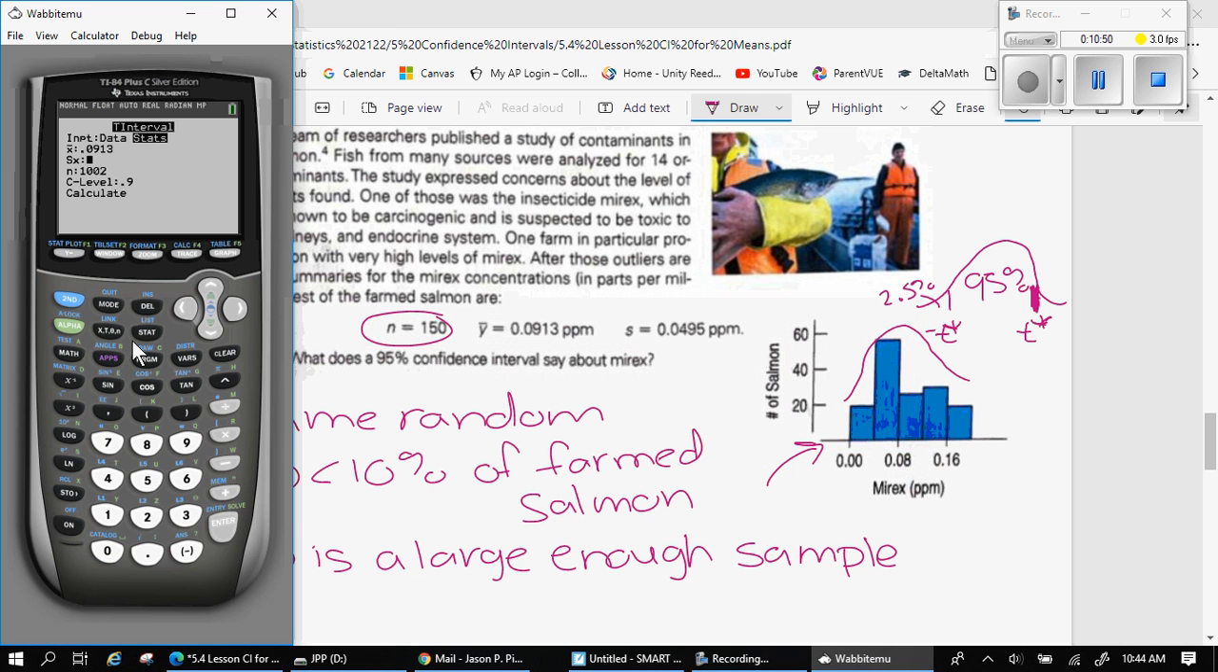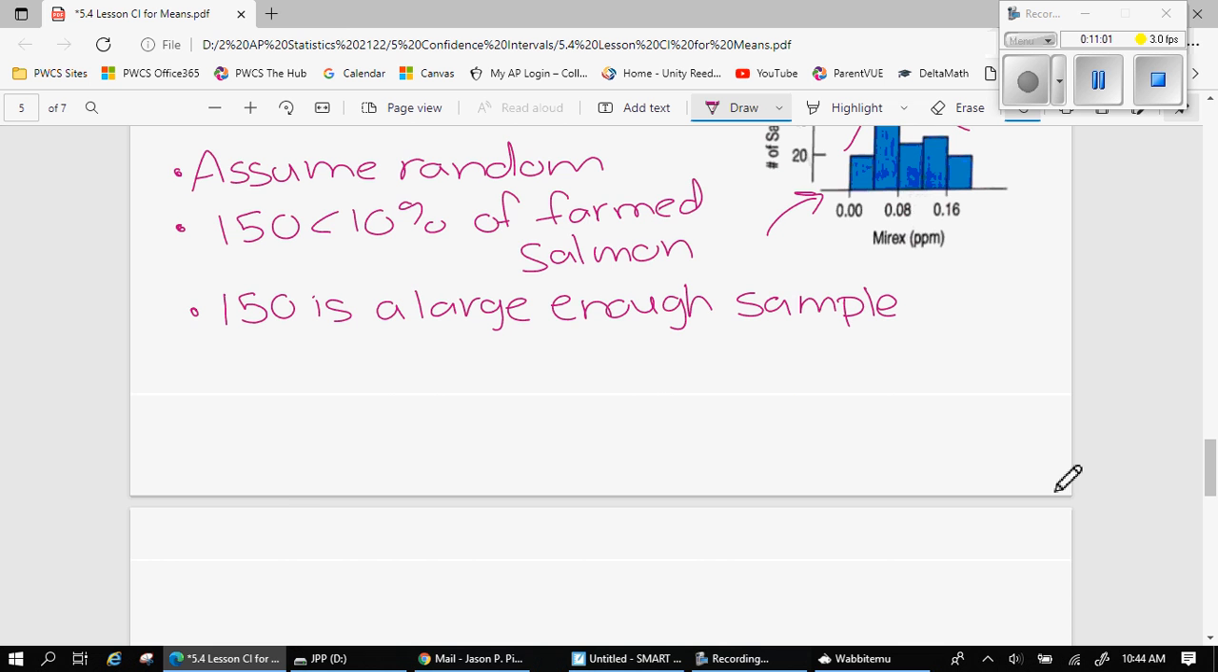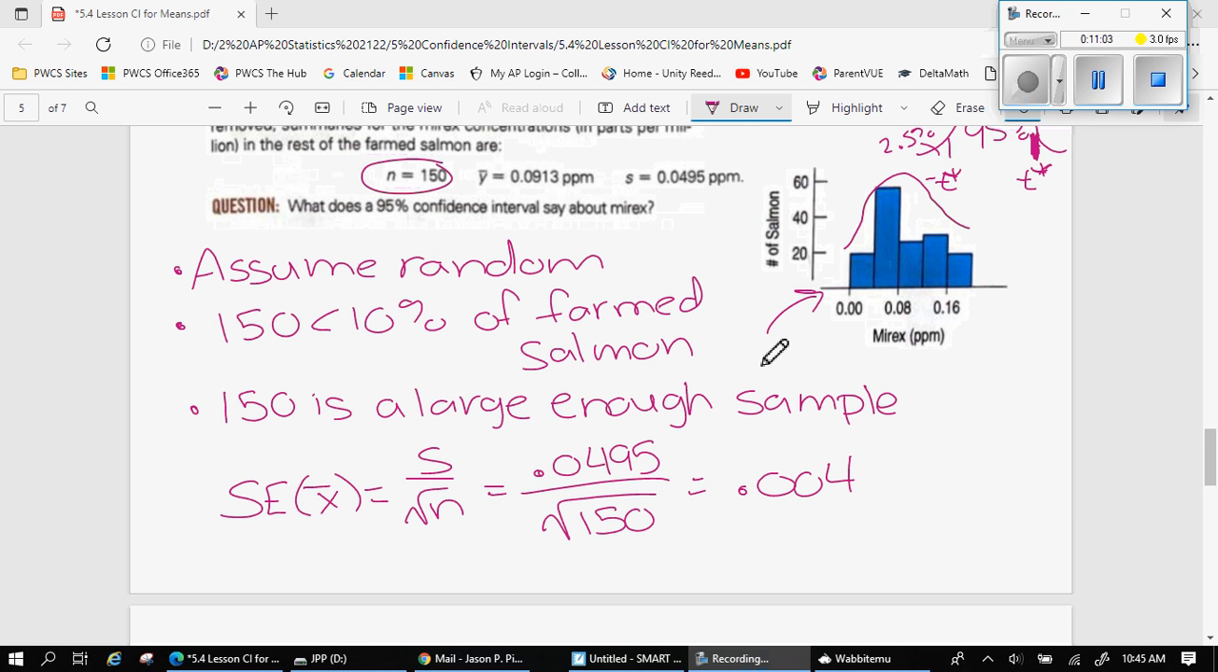The standard deviation from our sample is 0.0495. We have to calculate the standard deviation for a distribution of sample means. So I'm going to do that, and then I'll chat about it. We have to use that standard error formula, the sample standard deviation divided by the square root of the sample size. When we use that, we get 0.004.